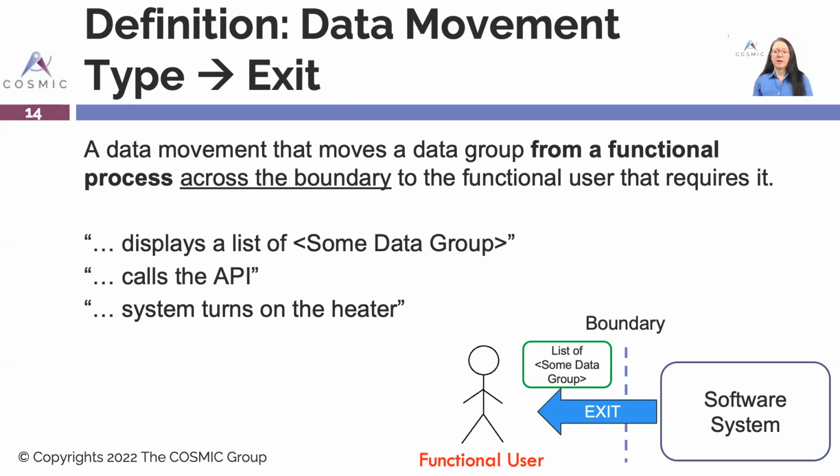It is a data movement that happens when the data group is pushed out of the software boundary. It could also be just displaying data on screen, sending a command or data to a device, printing data, etc. All those are examples of exit data movement types.